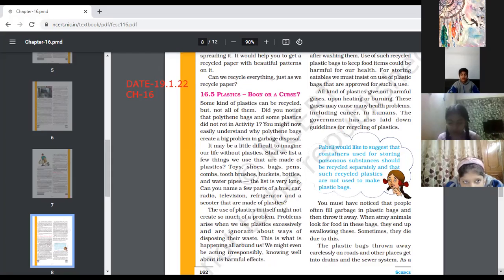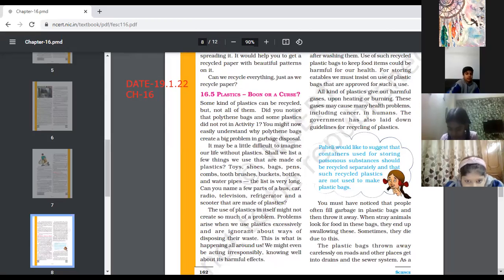It may be a little difficult to imagine our life without plastics. Shall we list a few things we use that are made of plastics? Toys, shoes, bags, pens, toothbrushes, buckets, bottles, and water pipes. The list is very long. Can you name a few parts of a bus, car, radio, television, refrigerator, and a scooter that are made of plastics?